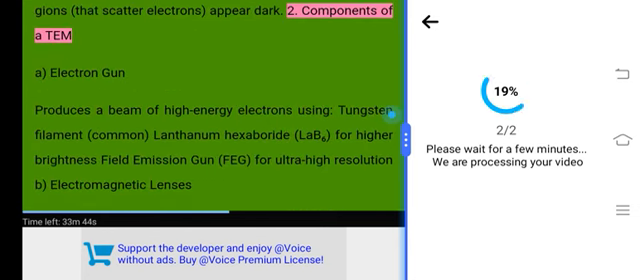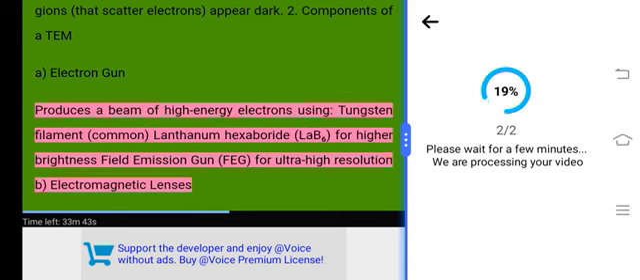2. Components of a TEM. A. Electron gun. Produces a beam of high-energy electrons using a tungsten filament, commonly lanthanum hexaboride for higher brightness, or a field emission gun (FEG) for ultra-high resolution. B. Electromagnetic lenses.